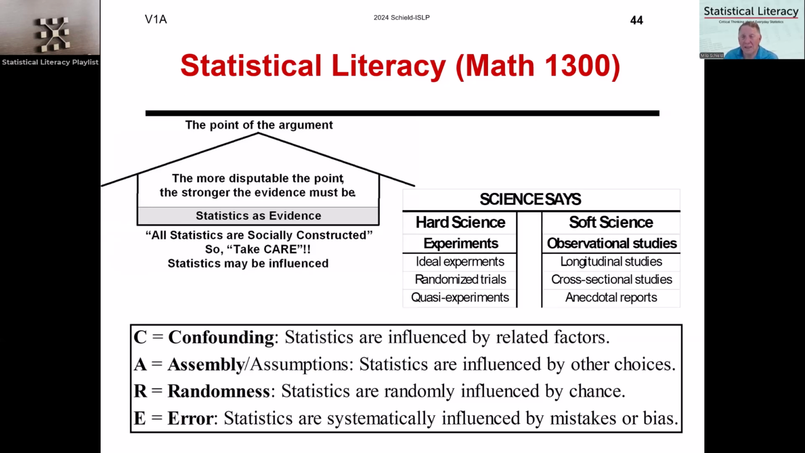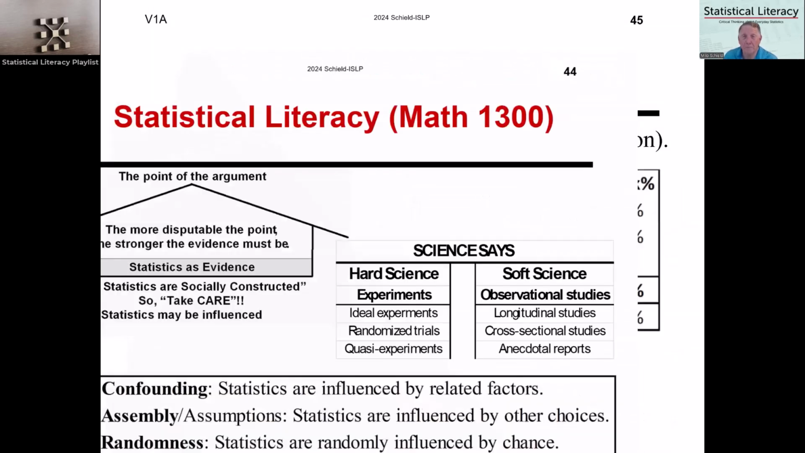As an example, students are going to see the phrase "science says" in the everyday media. They need to distinguish experiments, hard science, from observational studies, soft science. They need to know the difference between ideal experiments, randomized trials, and quasi-experiments. They need to know the difference between longitudinal and cross-sectional studies. But more importantly, they need to know the difference between an experiment and an observational study.